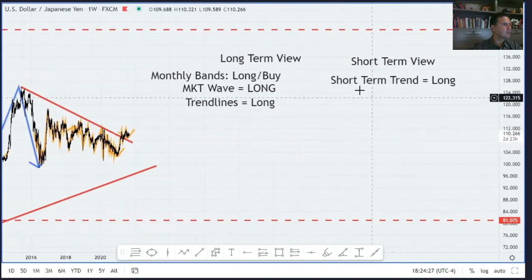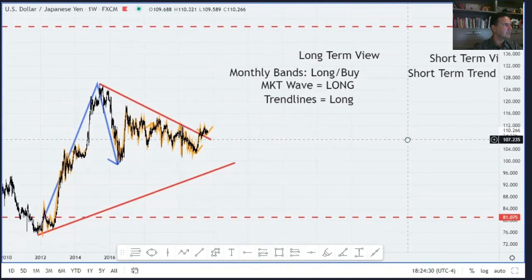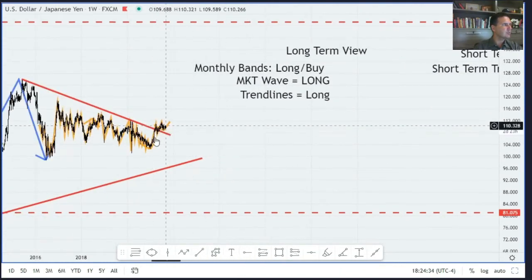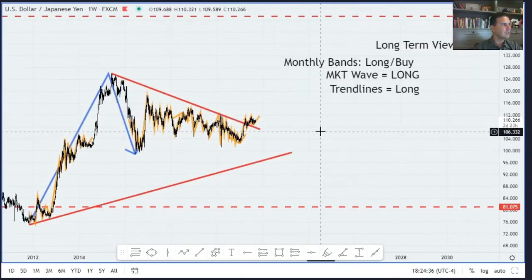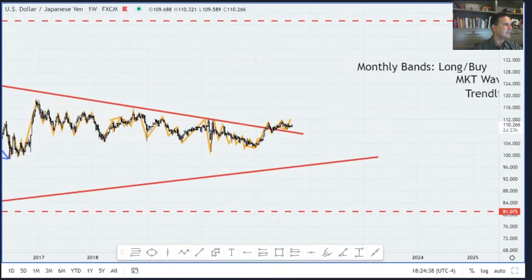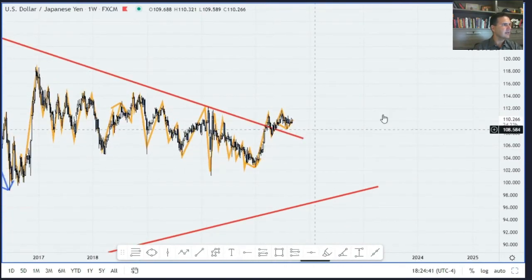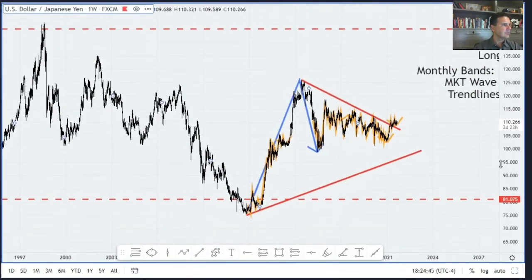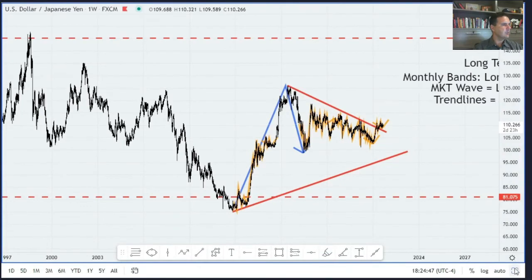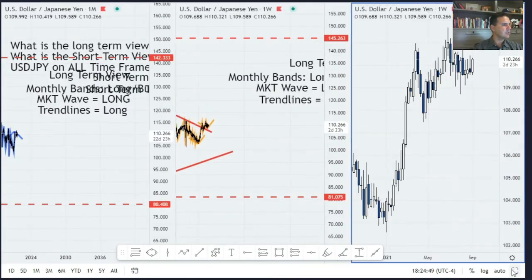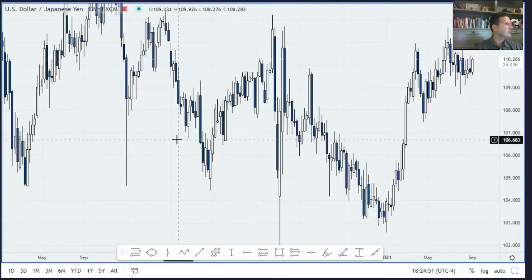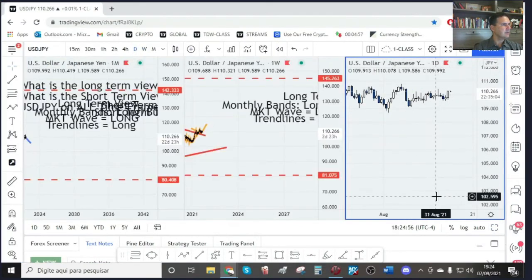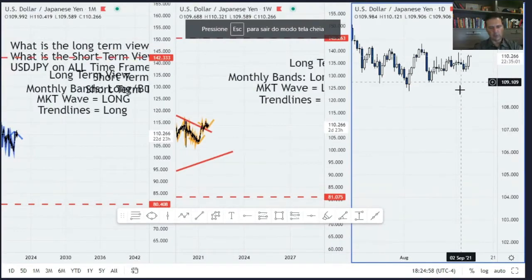And short-term view, short-term trend is long too, right? Because it's based on the short-term trend, the orange line. What is the orange line making? It's making higher highs and higher lows. Okay? So this is the weekly chart, and we have one more to go. And USDJPY daily chart. Now the things are going to get interesting, everybody.